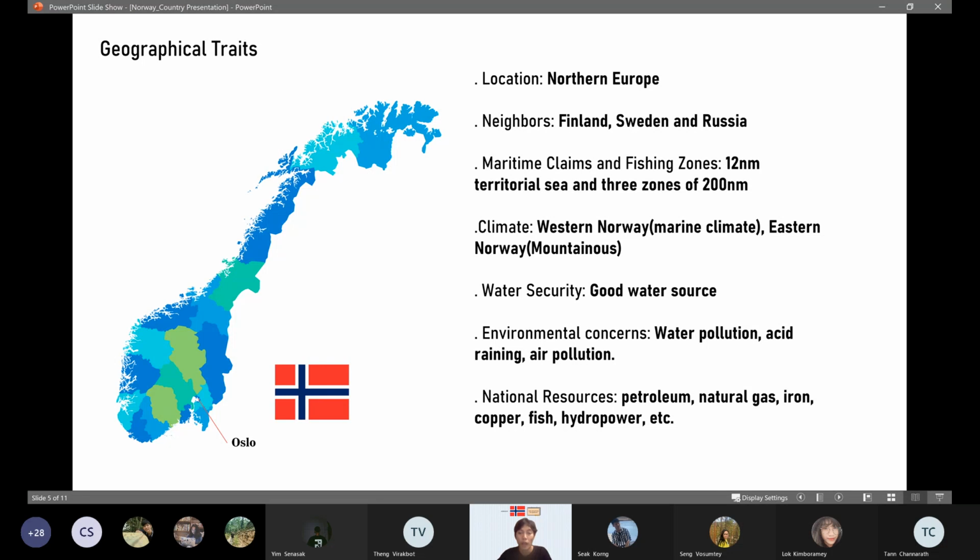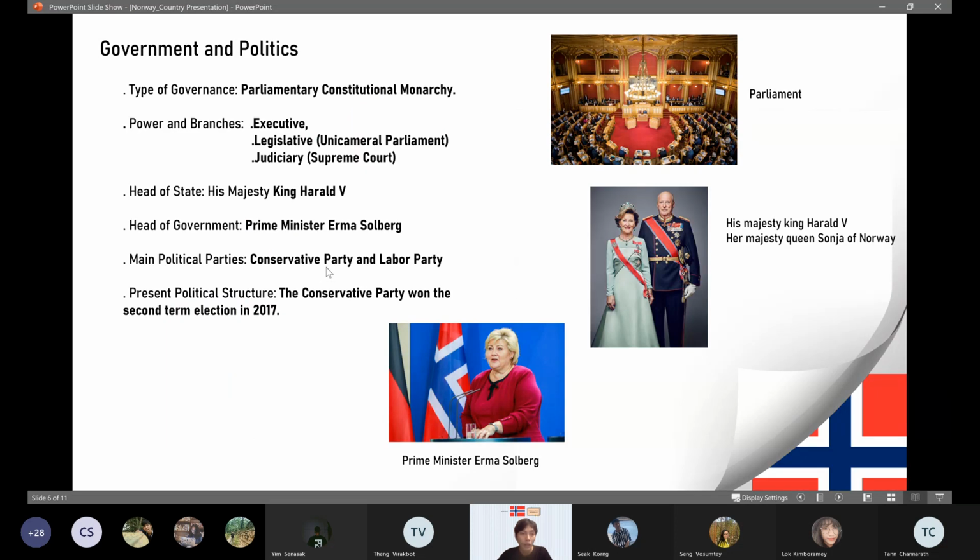The natural resources include petroleum, natural gas, iron, copper, fish, and hydropower. Talking about the government and politics.